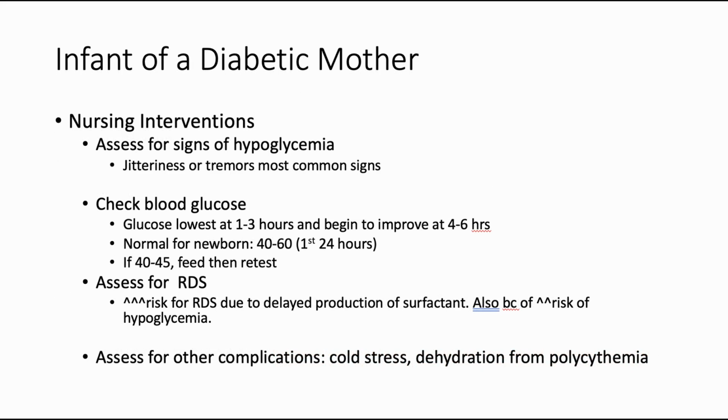What are we doing? We're going to watch the baby for hypoglycemia. Any shaking or tremors is the most common sign. We're going to check their blood glucose. Again, we spoke about this last week, normal is between 40 and 60. If we get a result of between 40 and 45, we want to tell mom to feed the baby first, and then we'll retest it. We're looking for signs of respiratory distress, again, because it's related to low glucose.